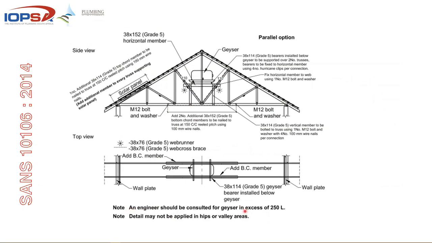Each one of them you'll see says anything over 250 you need to consult an engineer for that roof, because you're starting to point load and you're starting to put additional load. And this detail may not be applied in hips or valleys. So we don't jump onto roof joints where they've already been weakened or reinforced to a point to carry the roof.